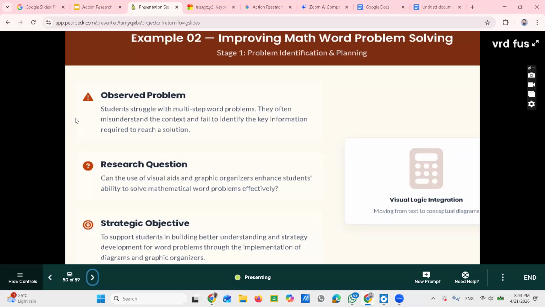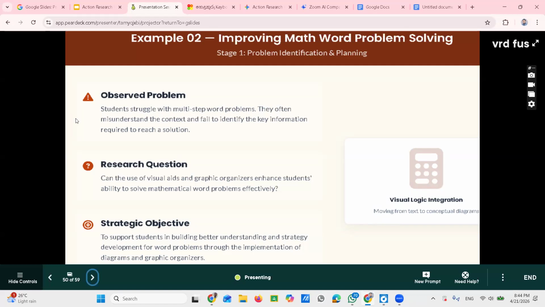I think you are familiar with the multi-step word problem. These are mathematics problems where you write down the statements step by step to get the solution. The students in this classroom have difficulty writing step by step to get the solution. That's the observed problem. They often misunderstand the context and fail to identify the key information required to reach the solution.